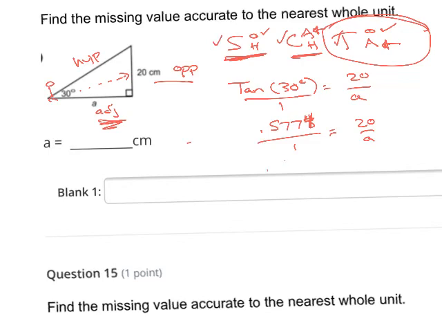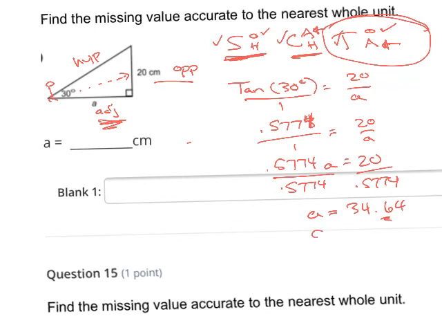And then we're going to cross multiply. 0.5774 A equals 20, and then based on algebra we're going to divide both sides by 0.5774 to get our measurement for A. And we want the nearest whole unit here, so 20 divided by 0.5774 gives us 34.64. So we would round that up based on the 6, and A should be 35.